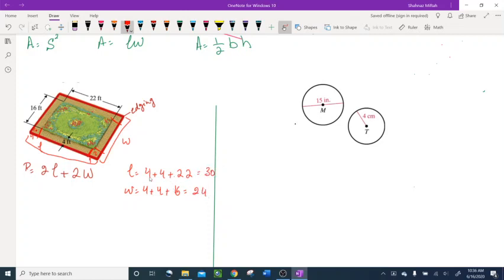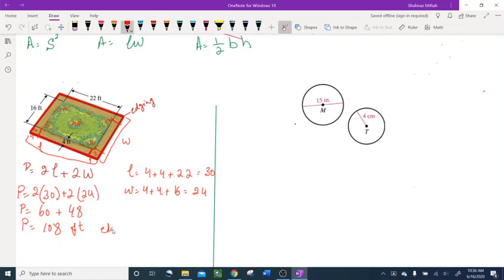Now I have my length and width. So let's go back to the question. 2 times length, which is 30, plus 2 times the width, which is 24. When you multiply, you get P equals 60 plus 48, which is 108. So we can tell we need 108 feet of edging material.